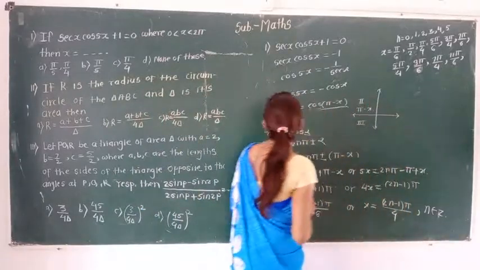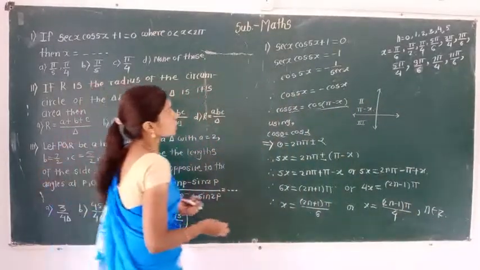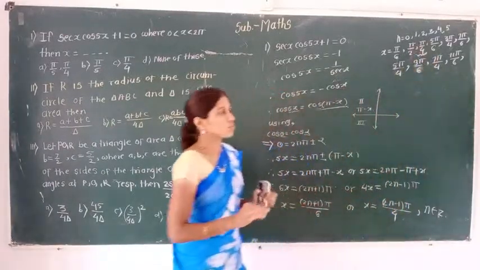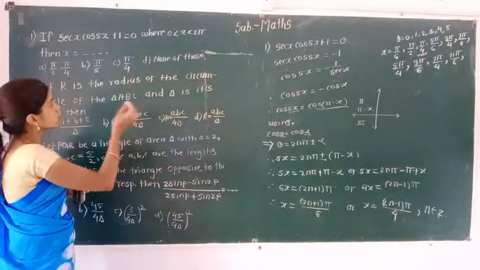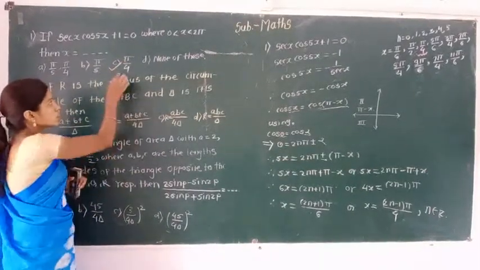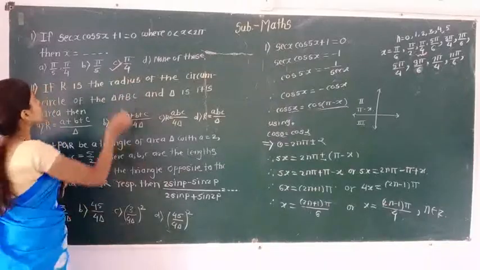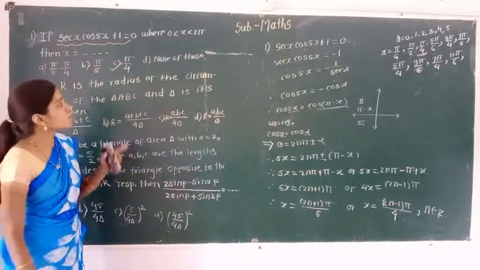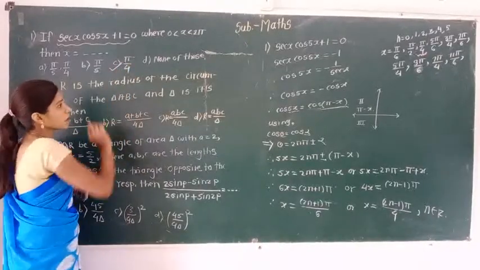Okay, so see the options: only the value pi by 4, the value of x is pi by 4, is included in your option C. So this value only satisfies our given equation. Okay, so the correct answer of the first MCQ is pi by 4.